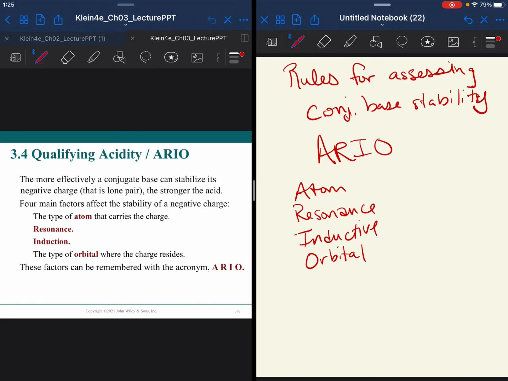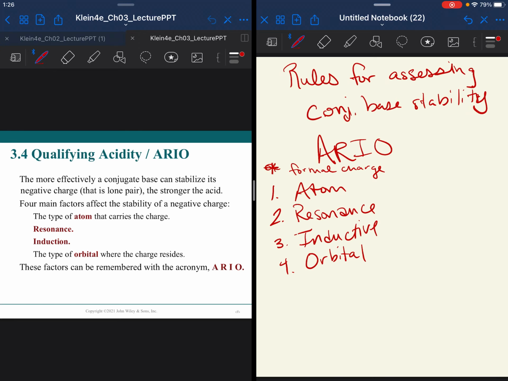So you want to do this in order, so you have to check number 1 first, then 2, then 3, then 4, right? Typically, atom is going to be most important. And what you are looking for is the lone pair that is left after you remove the proton, right? There's actually a little asterisk up here because there's something that's even more important than this, and that's formal charge. And so we will discuss that as we get into it. But then you're going to go atom. If there is a charge, you're going to look for atom, resonance, inductive effects, orbital.